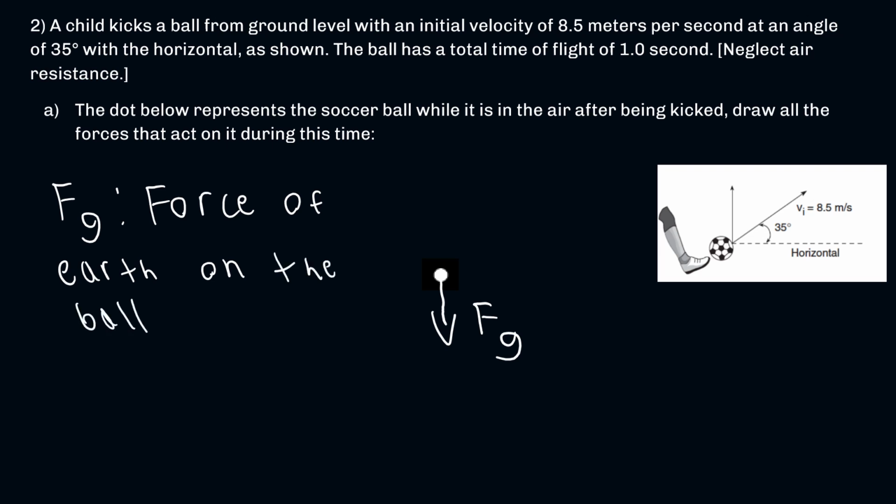Alright, so that's the only force that is on the ball at that point, because there's nothing in contact with it when it is in the air. Again, this shows that my acceleration is only in the vertical direction. There's none in the horizontal direction because there are no forces that are unbalanced. So let's move into part B.